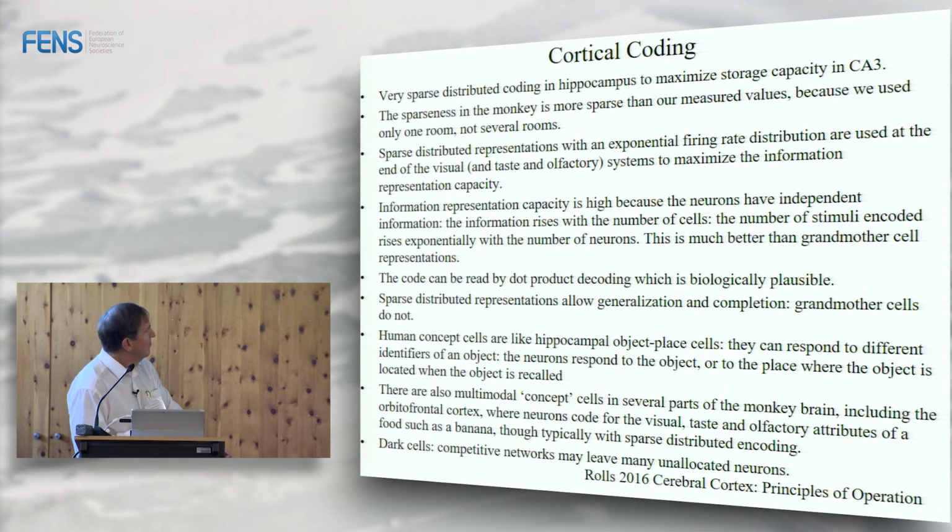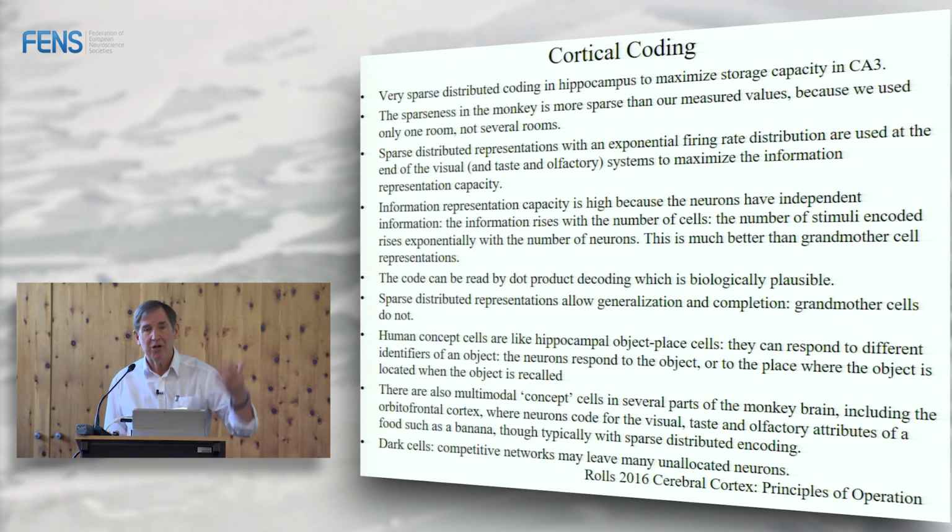Okay, right. Information representation is high because the neurons have this independent information encoding. And competitive networks help you to form independent representations at the mechanism level. In other words, we're approaching getting down to even understanding how it's produced. That's the point of that book over there. The code can be read in a biologically plausible way.